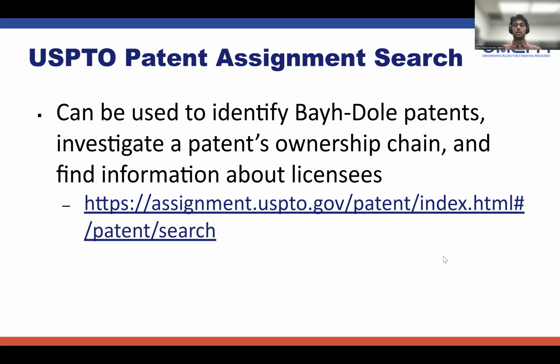And then another way that you can get some transparency is the USPTO patent assignment search. This can be used to identify patents that are subject to the Bayh-Dole Act, so inventions that were developed with federal funding. You can investigate a patent's ownership chain, and you can find information about licensees, although that is kind of rare.